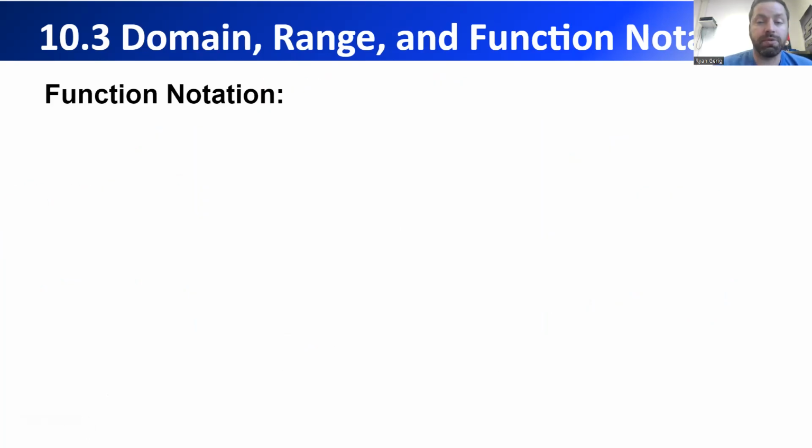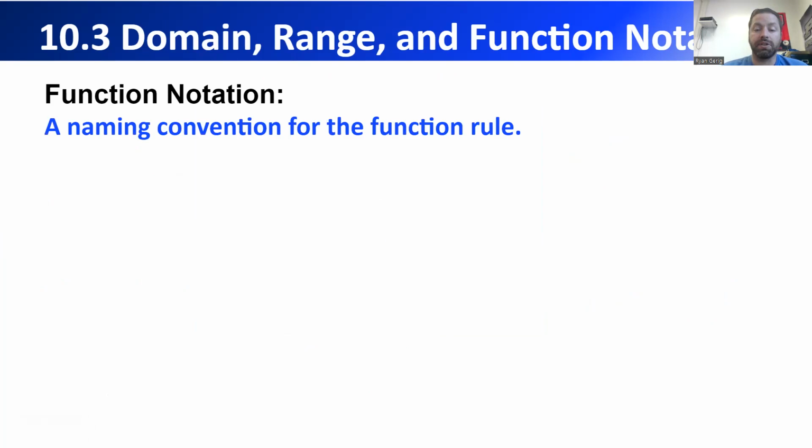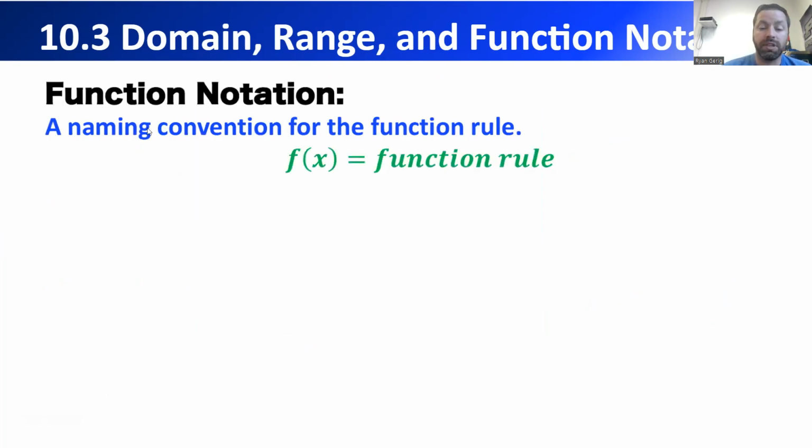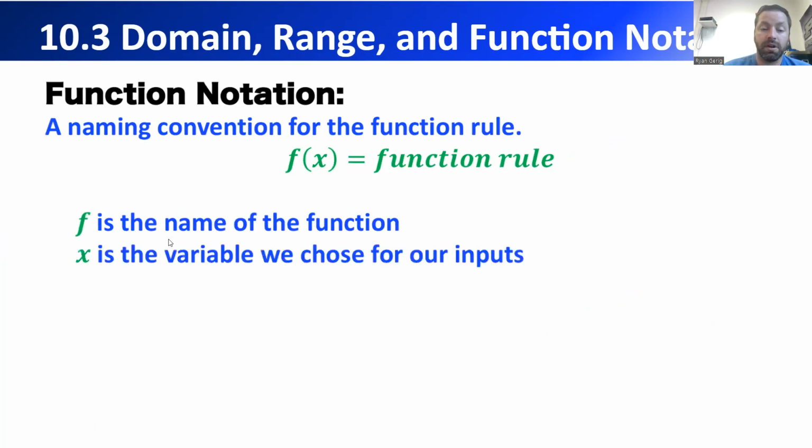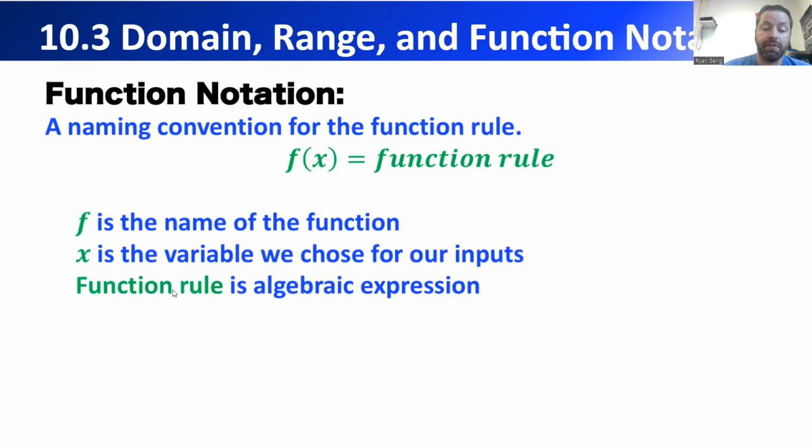All right, so what's function notation? Function notation is a naming convention for a function rule. So you'll see this a lot. f of x, or f parentheses x, equals a function rule. And that function rule is going to be some algebraic expression. f is not a variable. It is the name of the function. x is the variable we choose for our inputs. The function rule, like I said, is an algebraic expression. And we read it f of x. That's what I said when I first popped this up, f of x.